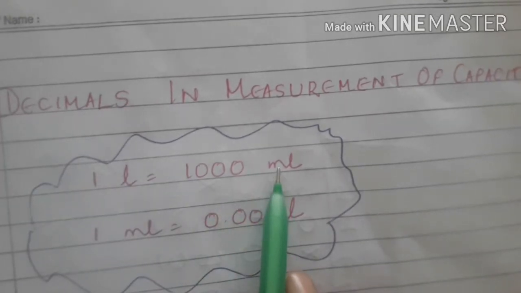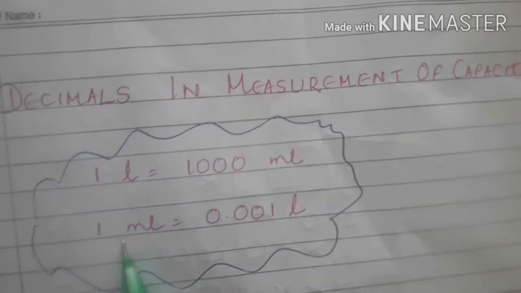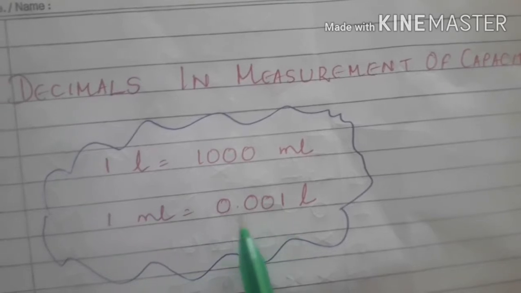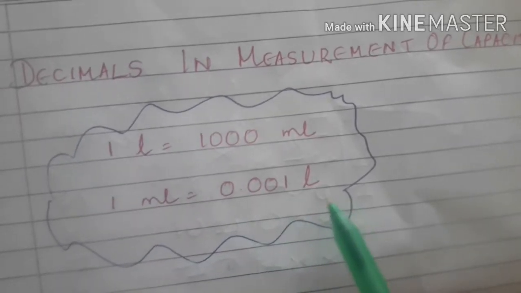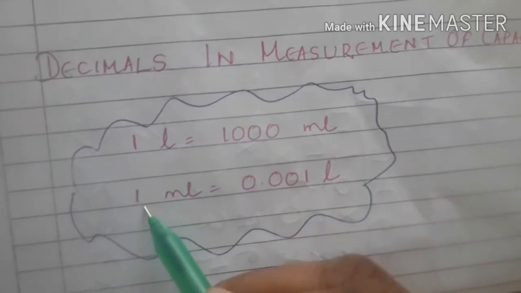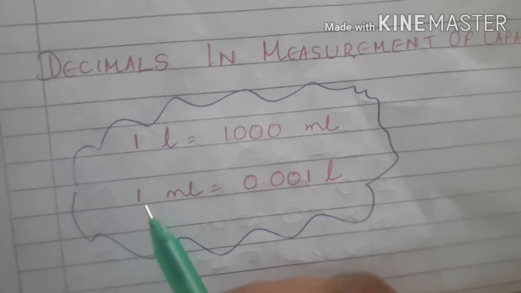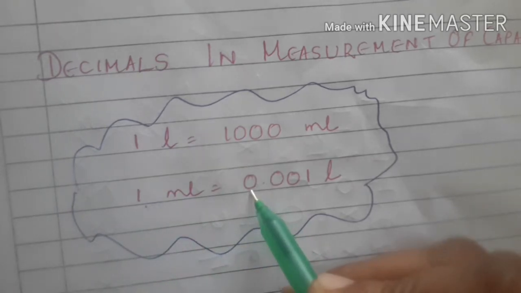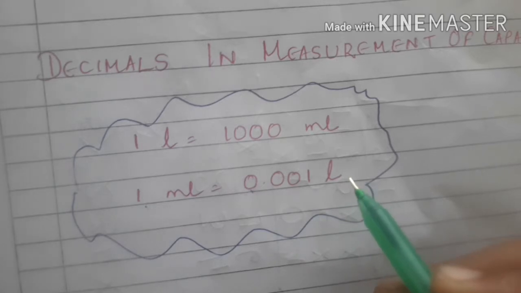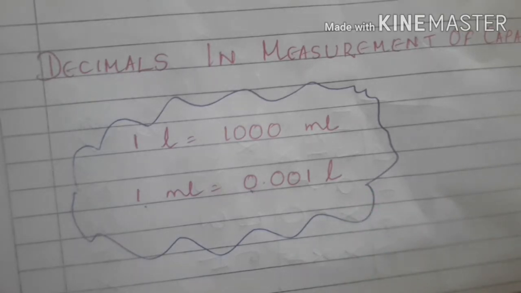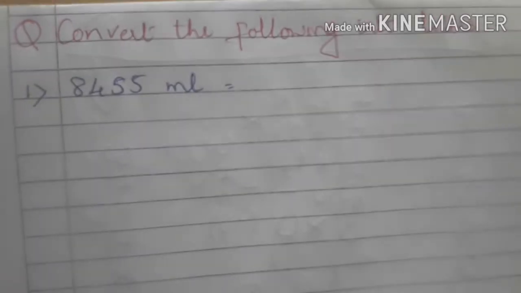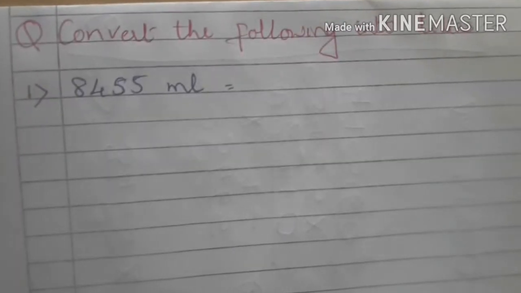Now, when I have to express 1 milliliter in decimals, it's 0.001 liter. That is, 1 is divided by 1000, so it will be 0.001 liters, right? Now we are going to see decimals in measurement of capacity. Check the given question here. Convert the following into liters.